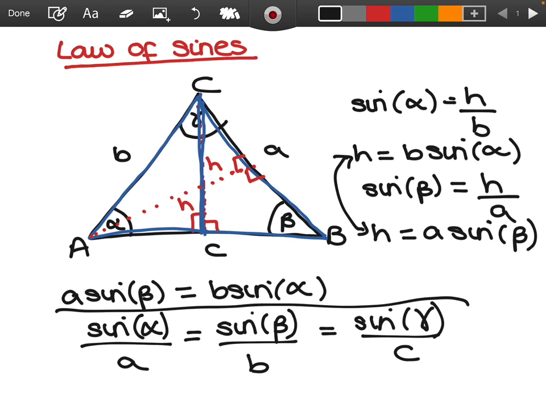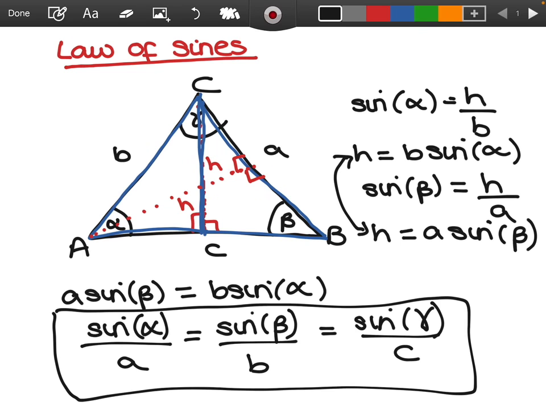This is the law of sines. Okay. Sine of an angle divided by the length of the side that's opposite that angle is equal for every single one of our angles and sides. So sine of alpha divided by the length of the side that is opposite that angle is equal to sine of beta divided by b, where b is the length of the side that is opposite the angle beta, and same with gamma and c. So it works for all of our angles and all of our sides.